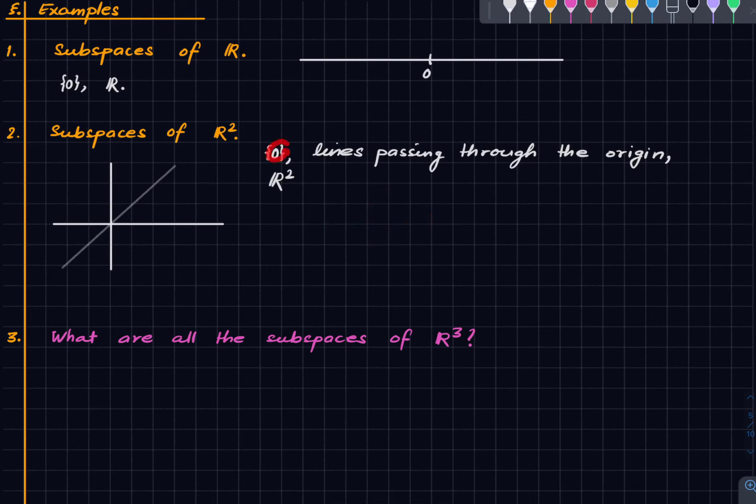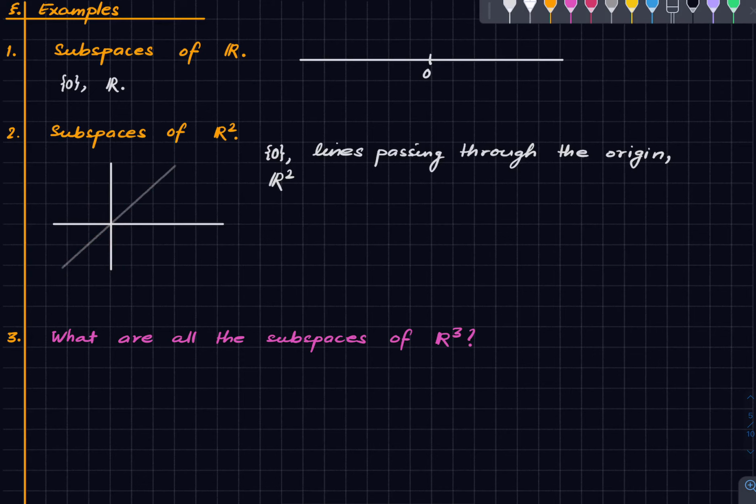And similarly, if V is a vector space, then the zero vector is a subspace of V called the trivial subspace. So these two examples are kind of for free always. So lines passing through the origin are definitely subspaces. Are there any others? And the answer is no.